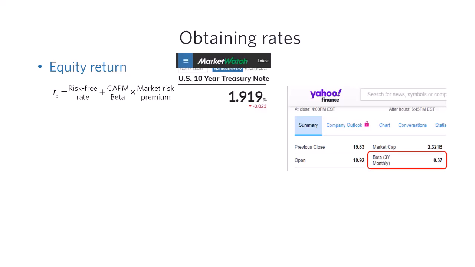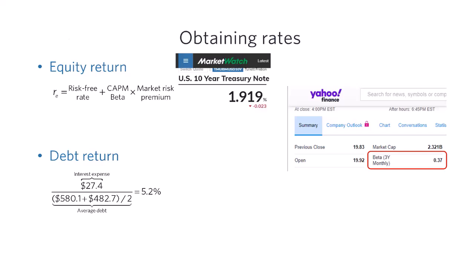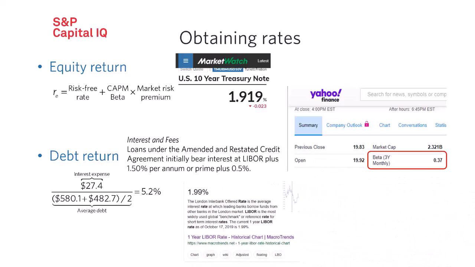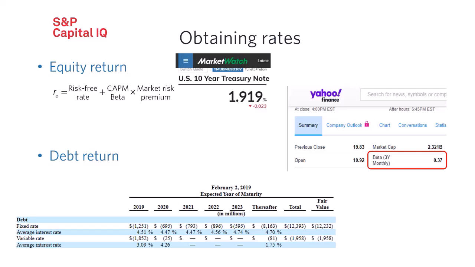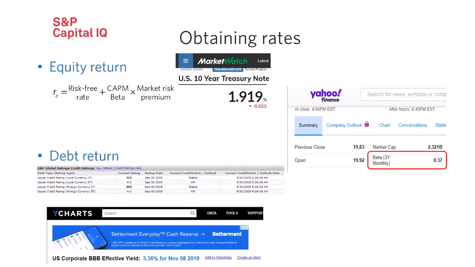For the debt return, we can estimate the return using the interest expense and debt balances, which gives a 5.2% debt return for the Sprouts example. We can also look at the financial statement notes for rates on the outstanding debt, which gives 3.5% for the Sprouts example. This example shows data from Kroger's financial statements, from which you could compute a weighted average rate on existing debt, giving a rate of 4.4% for Kroger. Alternatively, Capital IQ states that Kroger has a BBB credit rating, and BBB bonds currently yield about 3.4%, so that would be an alternative estimate.